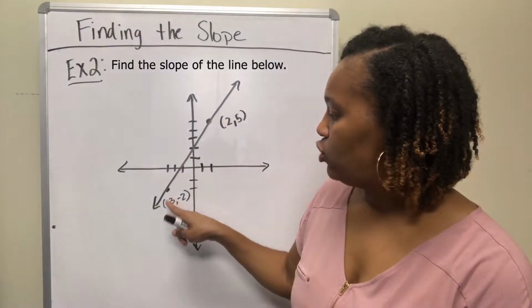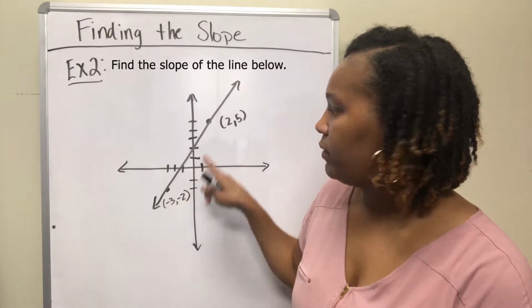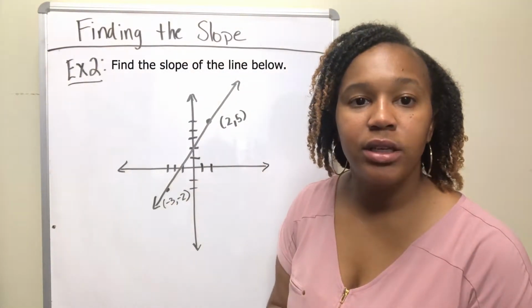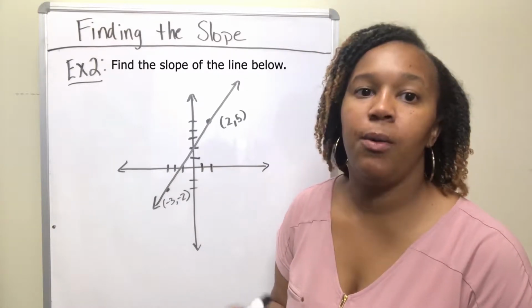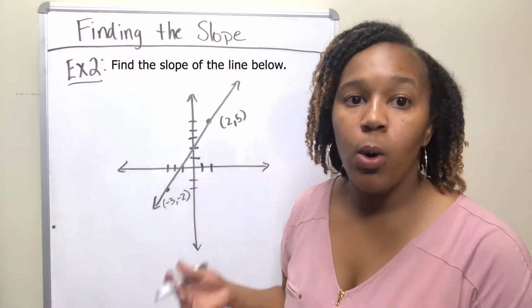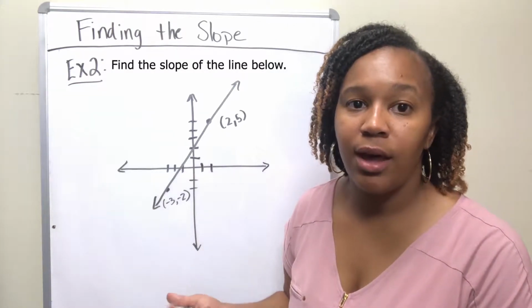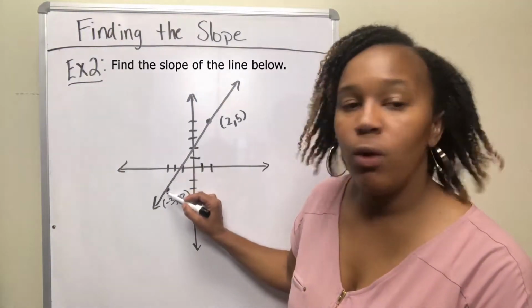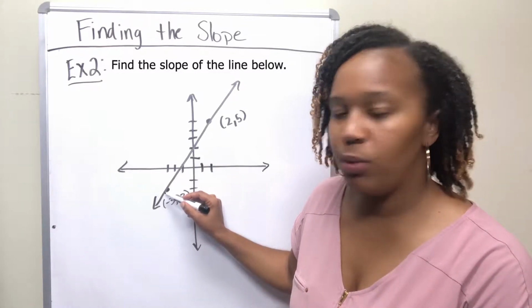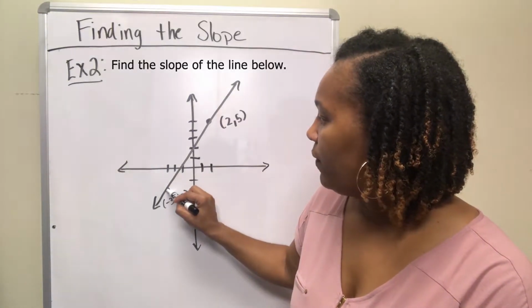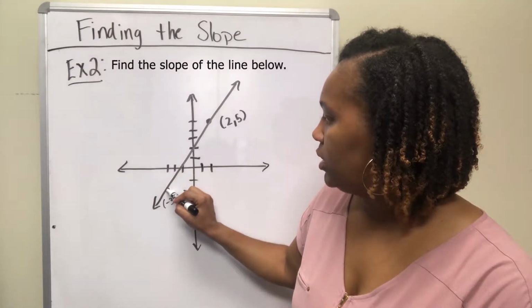Example 2, I want to find the slope of this line. And this line has two points labeled on it, (-3, -2) and (2, 5). So you could actually use those points and plug them into the slope formula, y2 minus y1 over x2 minus x1. Or since you have the graph, you can actually just count the rise over run. So pick one point to start at and then count how much you have to rise and run to get to the next point. So if I start right here, I want to figure out how much do I have to go up to get to that next point.